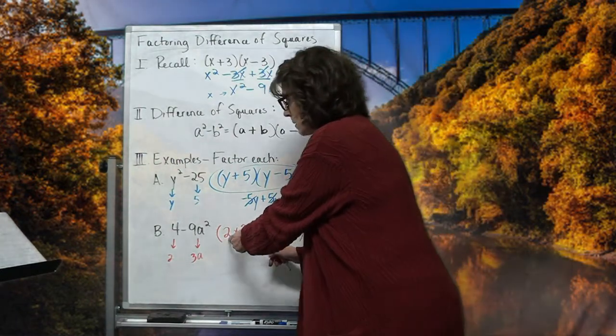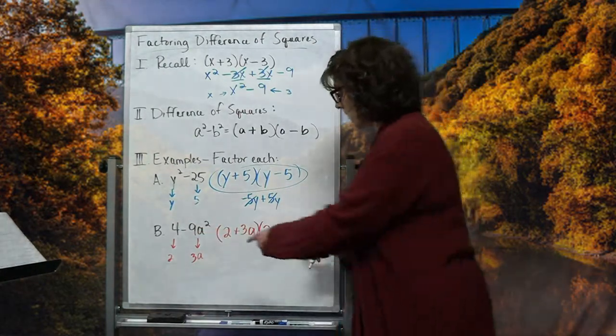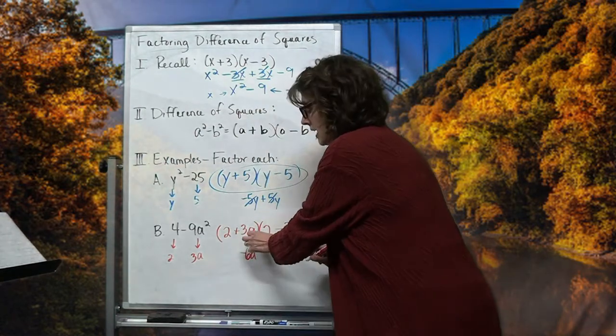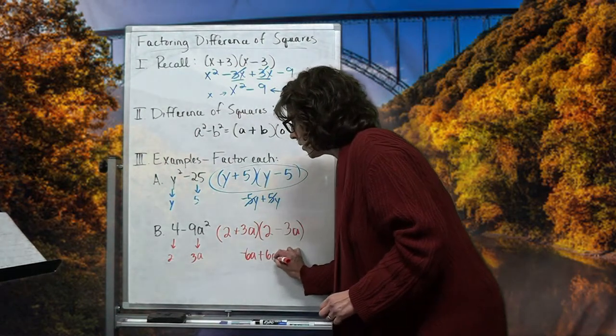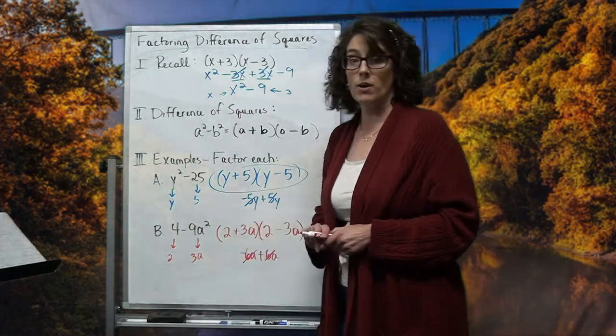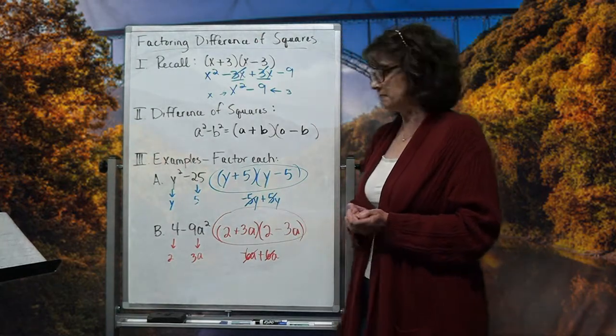So I know that 2 times 2 is 4. I know that 3a times negative 3a is a negative 9a squared. It's out here with the negative 6a, and in here with the positive 6a that I'm worried about, and those two do in fact cancel. I needed them to because I don't have a middle term. So I know that this is in fact the correct way to factor it.